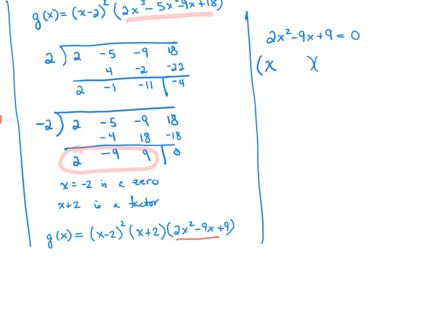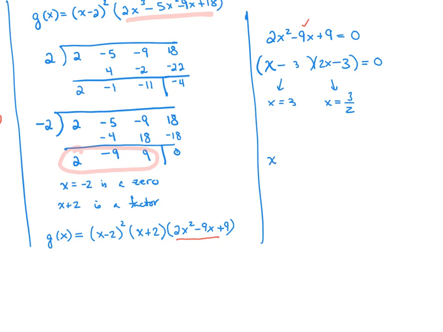So we have x and 2x, and the signs would have to be the same, and they both have to be negative. Let's try minus 3 and minus 3. That gives us negative 6x and negative 3x. That yields our negative 9x. So we know our factors work. So we have x equals 3 and x equals 3 halves.